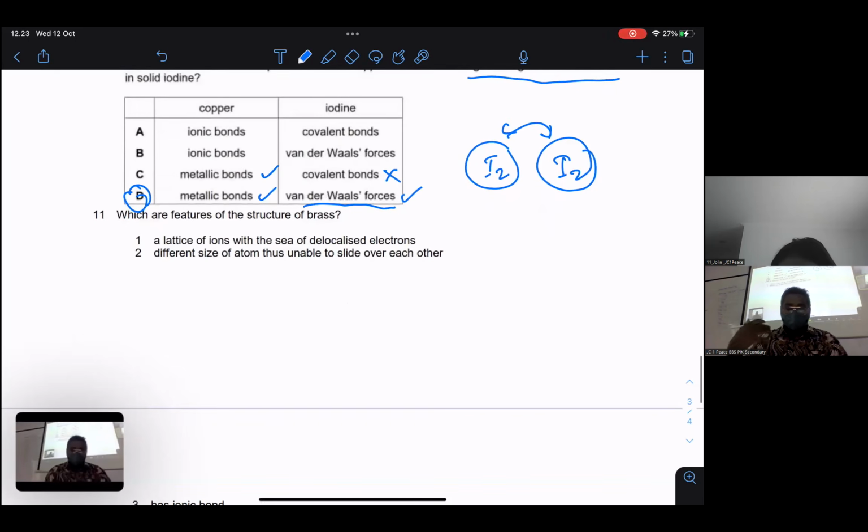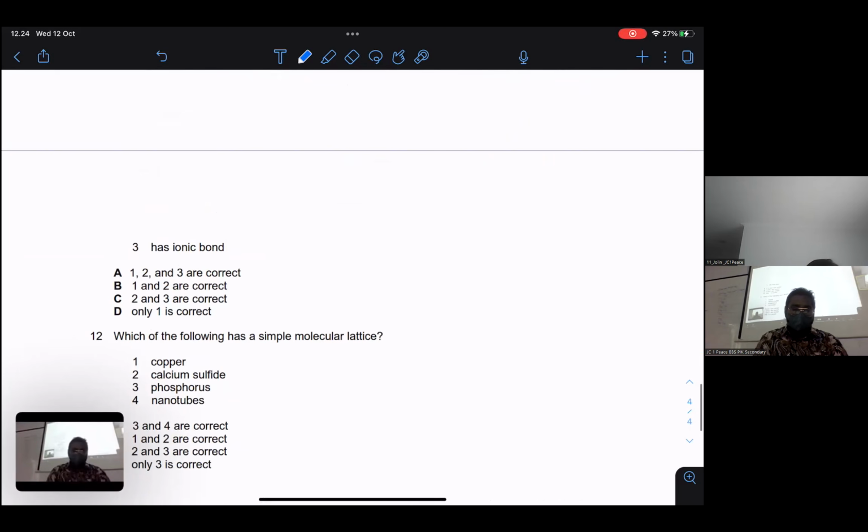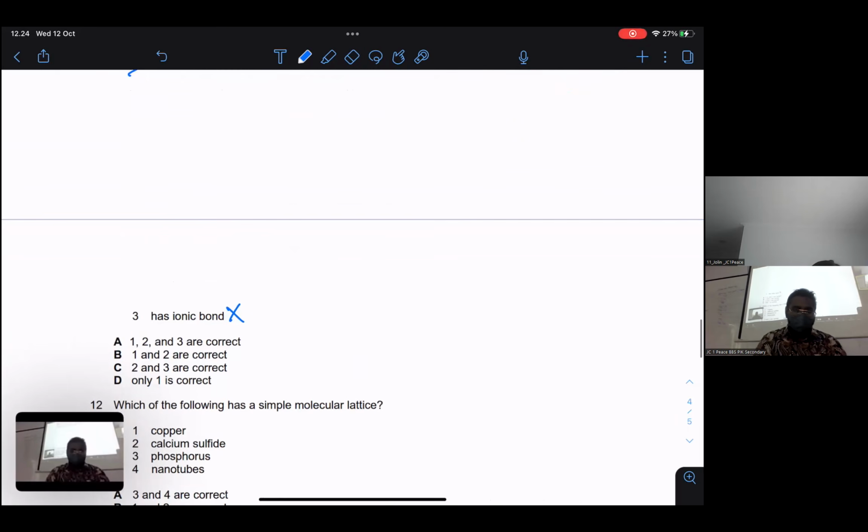Which features structure of bronze? This one is no longer in our syllabus, but I just put it over there so that you can answer also. It's an alloy. So there is a lattice of ions with delocalized electrons. Yes. Different size of atoms unable to slide over, yes, makes it stronger. And it has ionic bond? No, no ionic bond. So the answer is going to be 1 and 2.